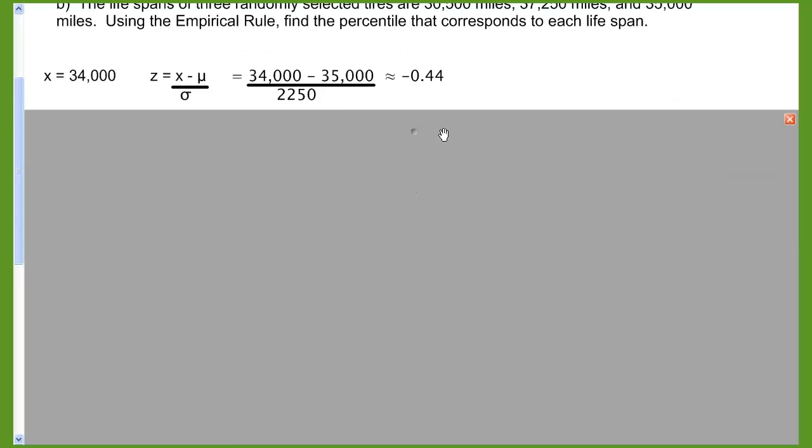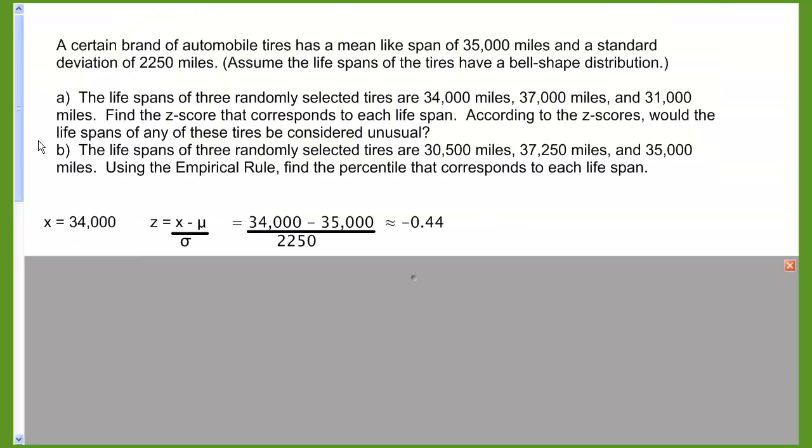It's x minus mu, and we know that x was the lifespan of the tire, 34,000, and the mean, which we know was 35,000, is mu, and the standard deviation is sigma, 2,250. You take that and divide it, and you get a negative 0.44 as your z-score. Now that one is usual because it's in between -2 and +2.